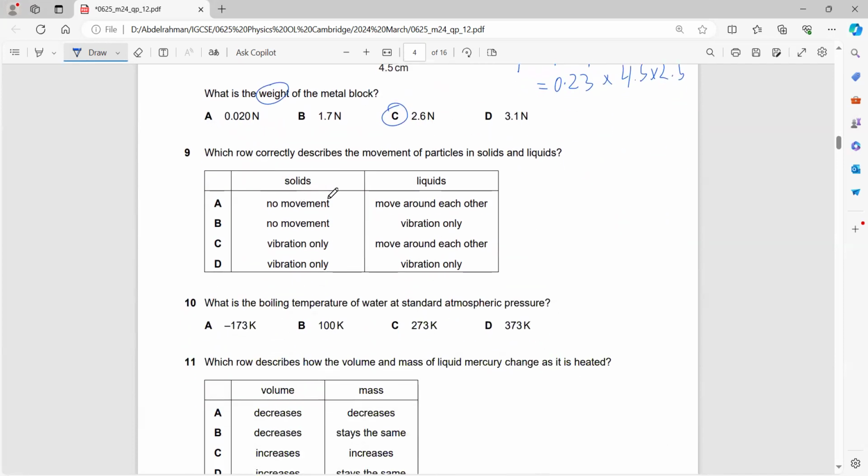Which row correctly describes the movement of particles in solids and liquids? In solids, they vibrate; in liquids, they move around each other.